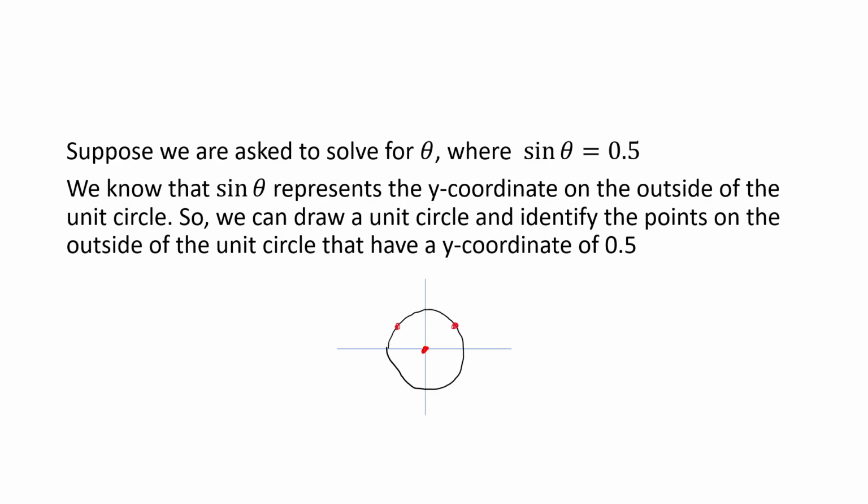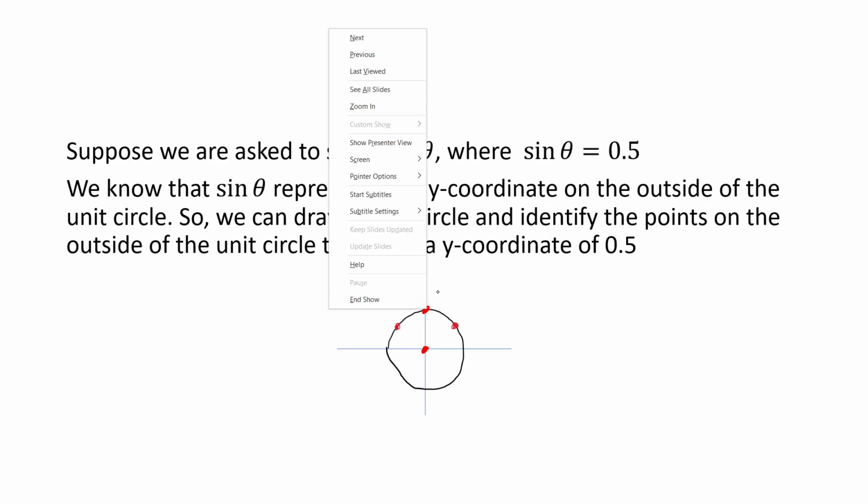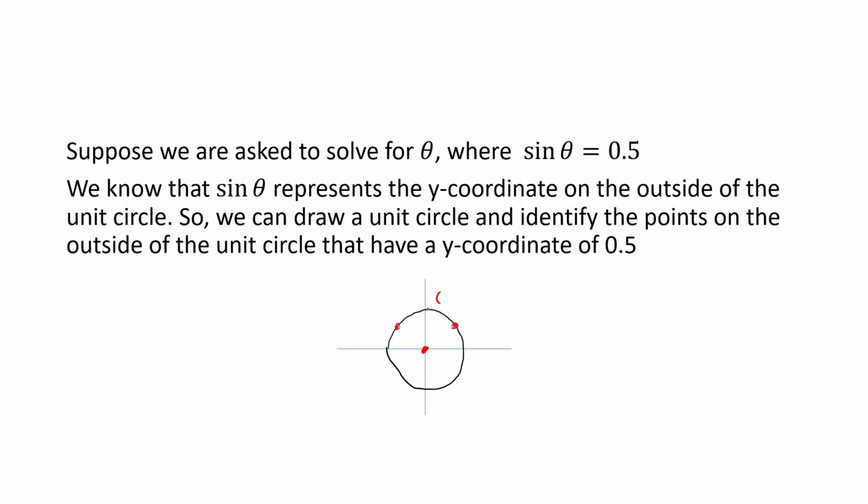Because it's a unit circle, we know that the origin is right there. Unit means the radius is 1. So we know that up top, that point right there has a coordinate of 0, 1 because the radius is 1. Well, that means halfway up, we're going to have a y-coordinate of 0.5. So what we do is identify any points on the outside of the circle that have a y-coordinate of 0.5, and they would be this one right there and this one right there. So that's all we're doing.